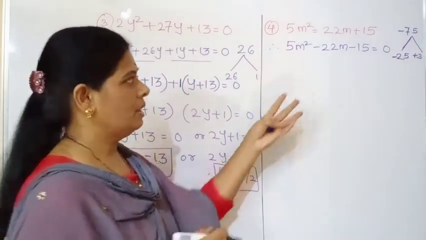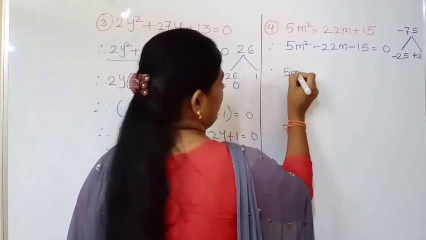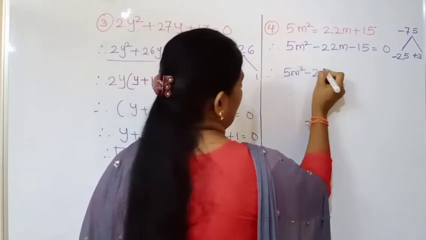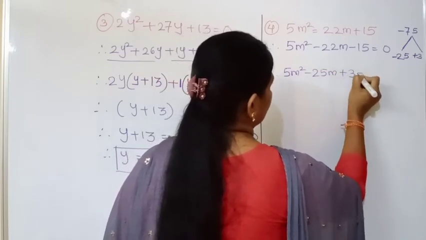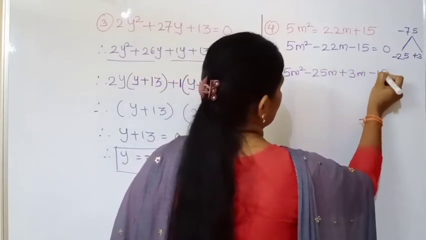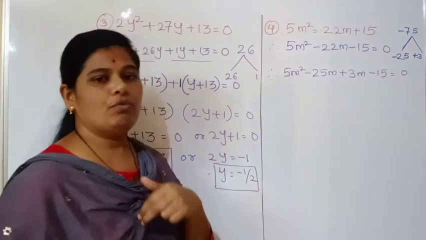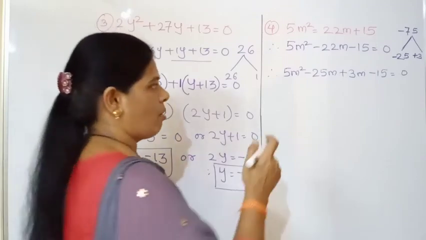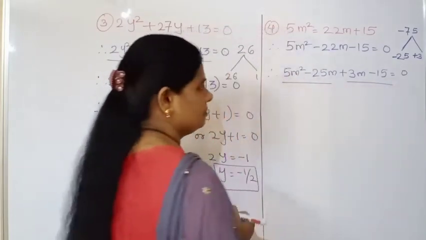Okay, now we will continue further. We will write the factors properly. That is 5m square minus 25m plus 3m minus 15 equal to 0. Okay, so now what we have to do? We have to take the common factors, divide into two parts.